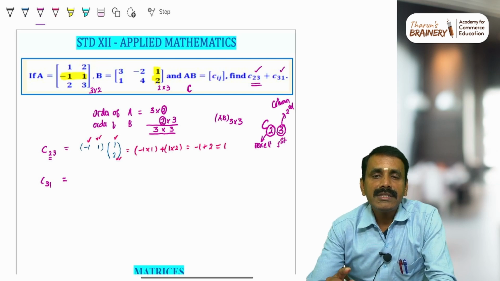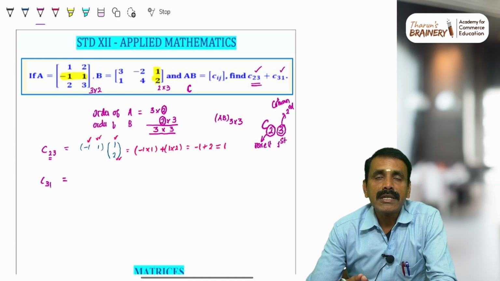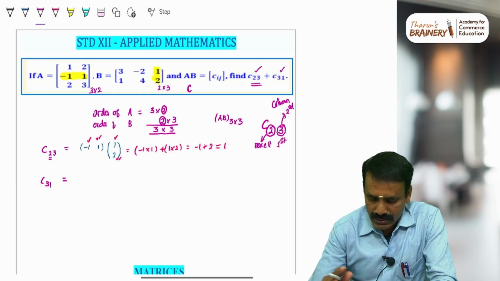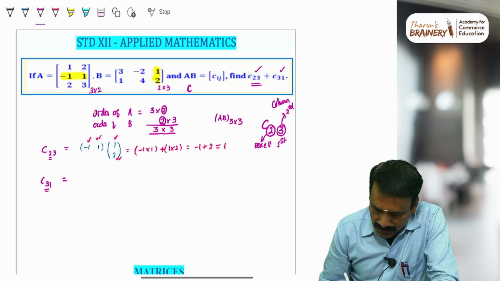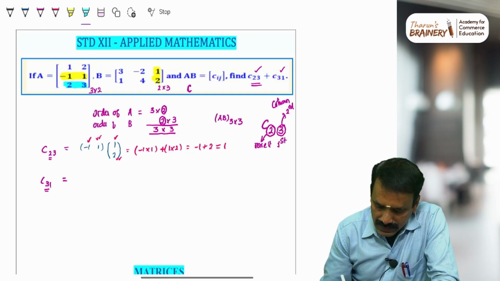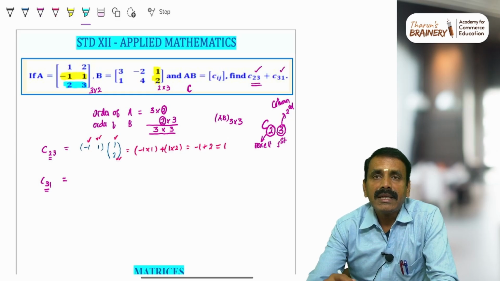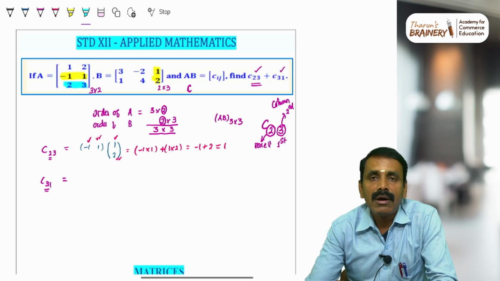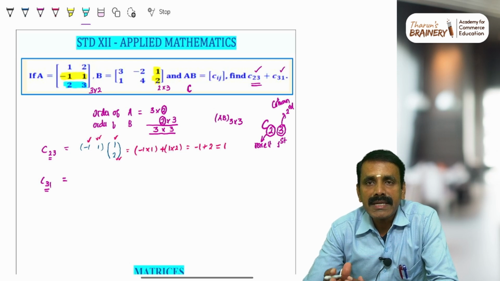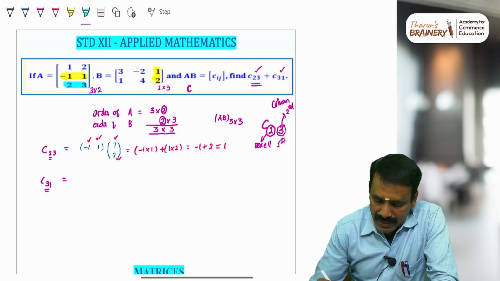C31. 3 is the first number. The first number always corresponds to the row number. Correct? So, it is going to be the third row of the first matrix. What is the third row? It is nothing but 2 and 3. The second number always corresponds to the column number, and it is present in the second place. So, it is going to be the first column of the second matrix.